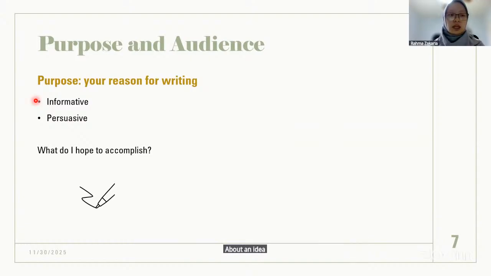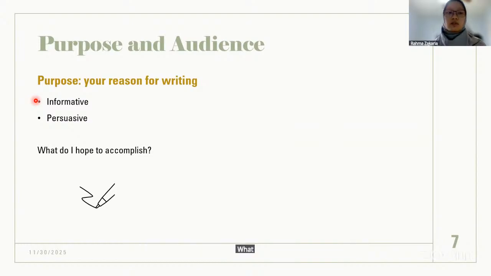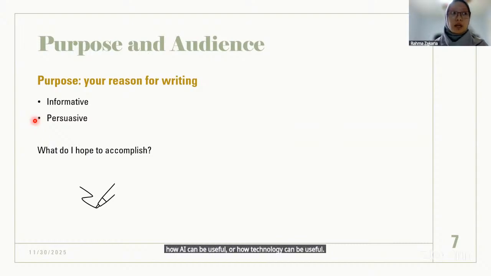So this might be like a little bit of history or some facts about what your position is, or we might be thinking about persuading. So perhaps we have a position we want to make about how AI can be useful or how technology can be useful, but that we must be able to use it in a safe and resourceful way in order to outweigh the negative possibilities.